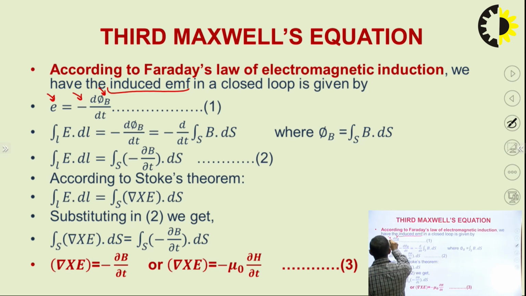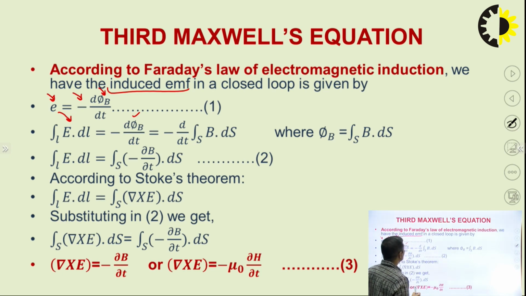Now according to the definition of electromotive force, EMF can be written in terms of the electric field vector E. So this is the integral of E dot dl over a closed curve C, which is equal to minus d phi B by dt. The right hand side will remain the same.